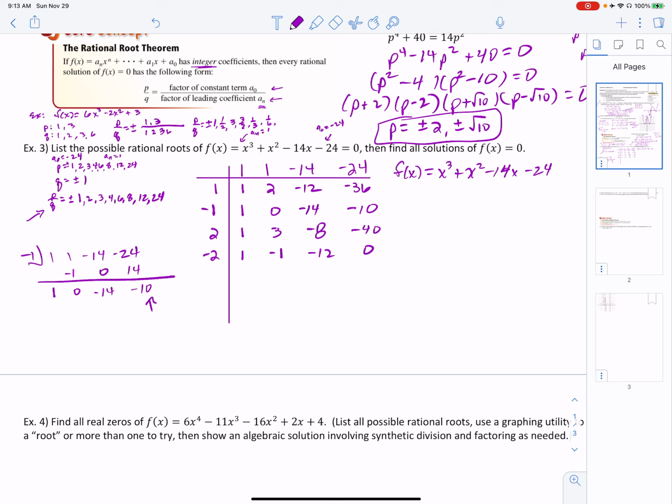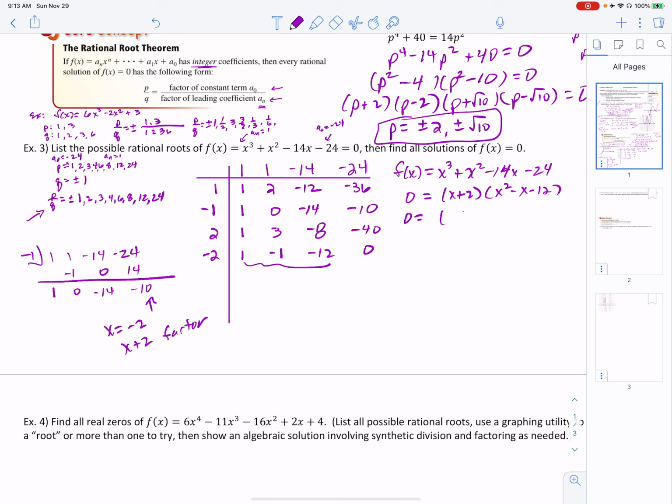And so since -2 was a root, then x plus 2 is a factor of this. So I have x plus 2. And then right here are the coefficients of the reduced polynomial, reduced by 1 degree. So it'll be 1x squared minus x minus 12.